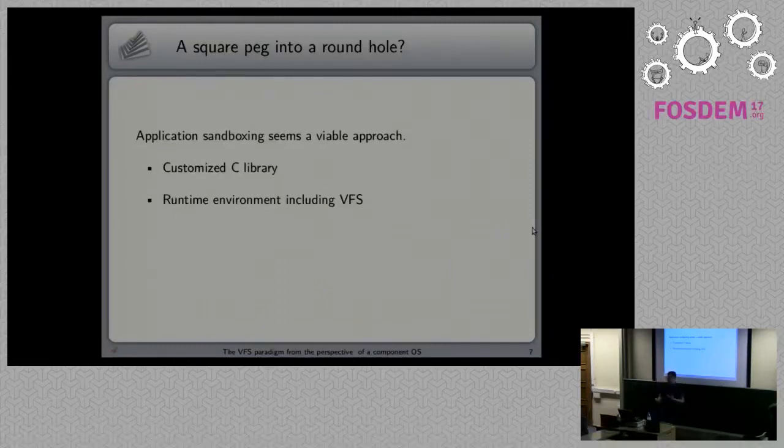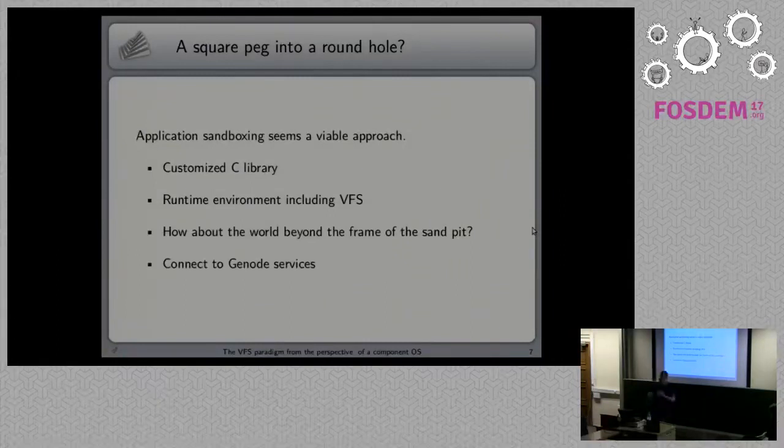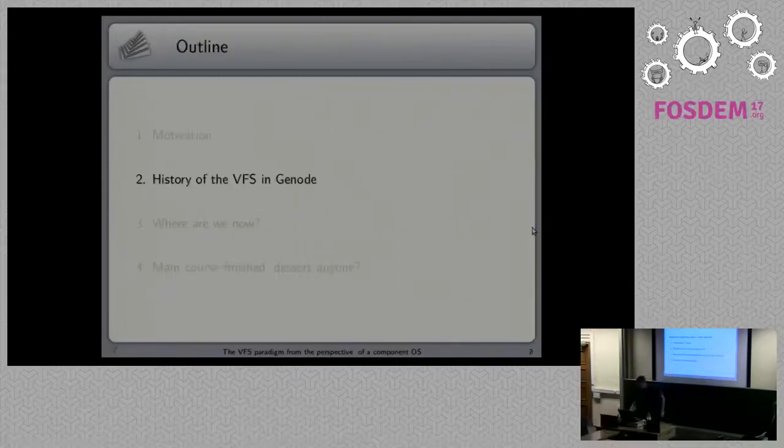We also need some more elements of a runtime environment, and one element is the virtual file system, so the application can access resources like it's used to. And that is also the point. The application now runs in a component in a microkernel system, and there are the traditional system functions like read, write, and open, and a simple file system implementation. But this must somehow be connected to the outside world, to the Genode system. So we have to find a way to connect the libc backend to Genode services.